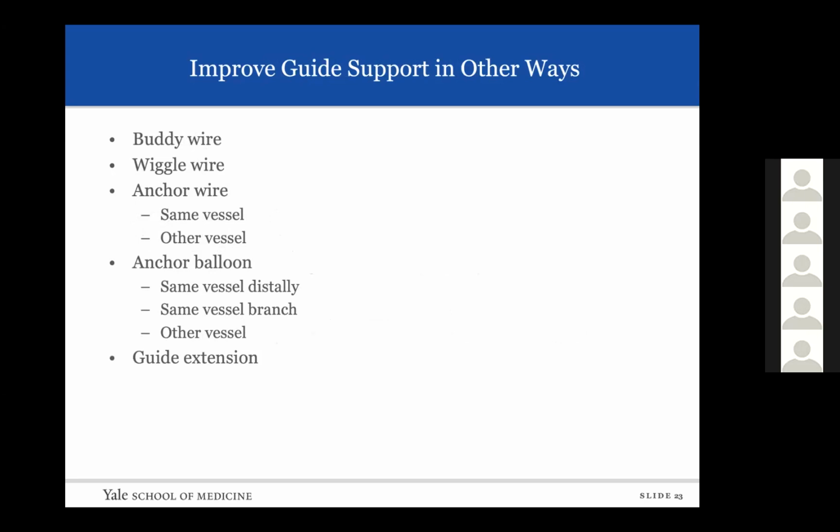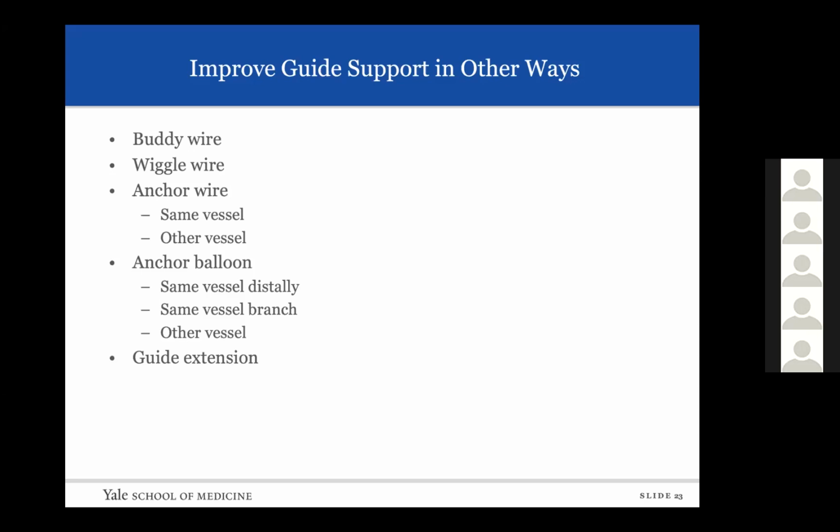If you're in the same vessel, you can push the balloon up distal to your target lesion, and that will add distal stability to the guide. Or you can go out a side branch, typically a conus or an RV marginal on the right, or a diagonal or upper marginal in the left coronary system. And then the last thing you can do is a guide extension.